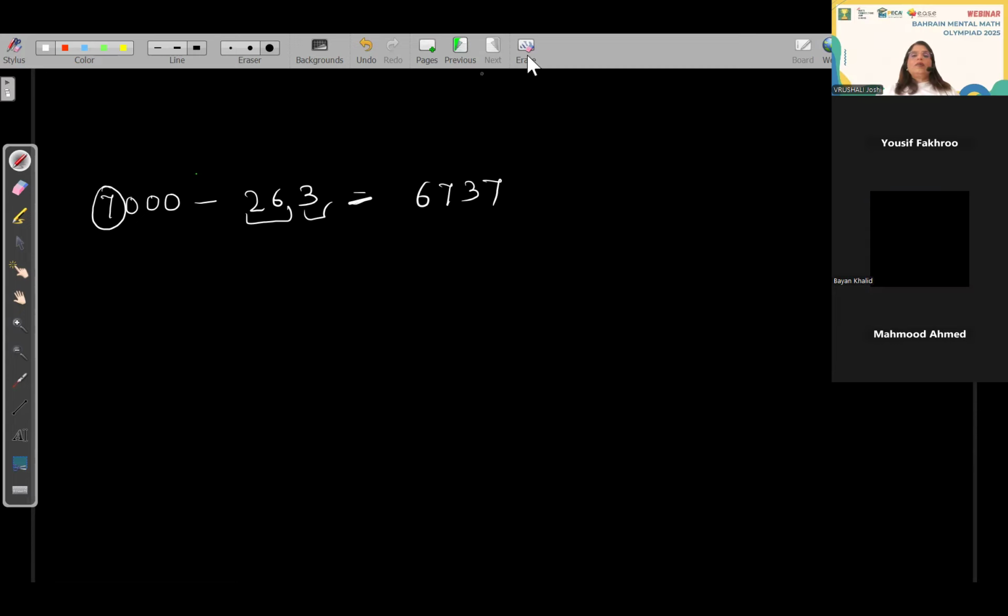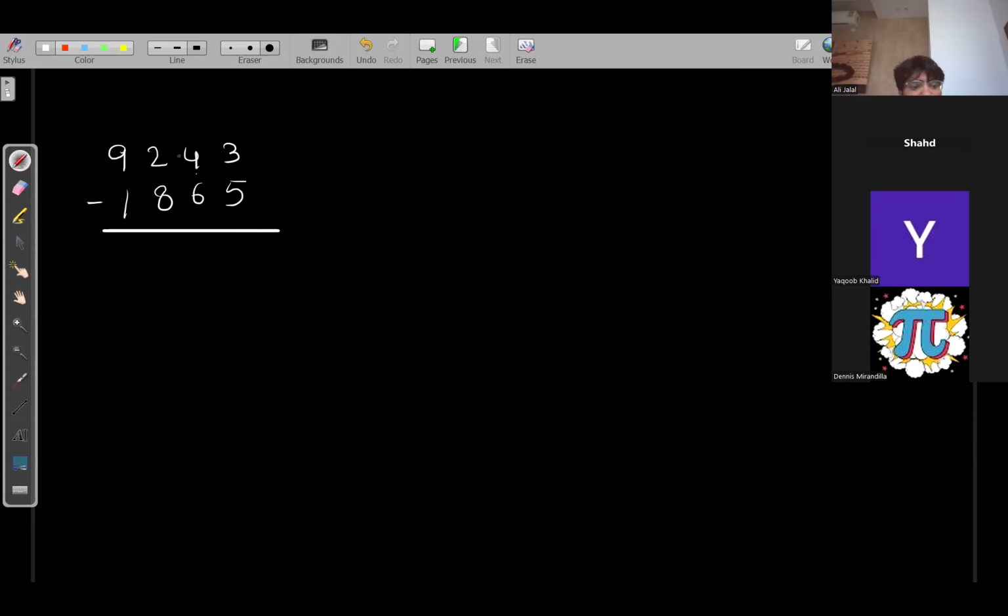Now pay attention, everybody. We will do a question, for example, 9243 minus 1865. All of you understand integers here, I'm sure. Integers mean negative numbers, correct? Now let us do one thing one by one. What is 9 minus 1? 8. I'm going to write all the numbers here like this. 9 minus 1, 8. What is 2 minus 8? Negative 6. I'm going to write the negative on the top, like this.